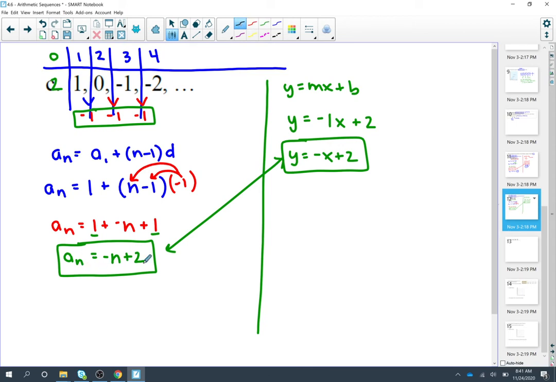So I'm going to pick this one, and I'm going to say a sub 25 equals negative 25 plus 2. Keep in mind, substitution. Negative 25 plus 2 is negative 23. So I know the 25th number in this pattern is negative 23. And you would get the same thing if you substituted over here.